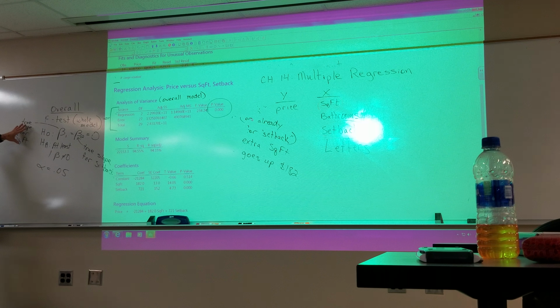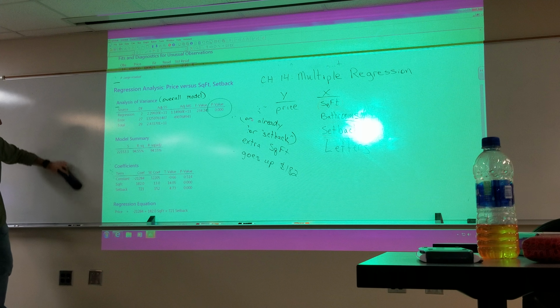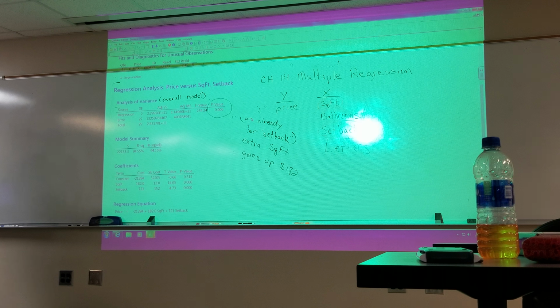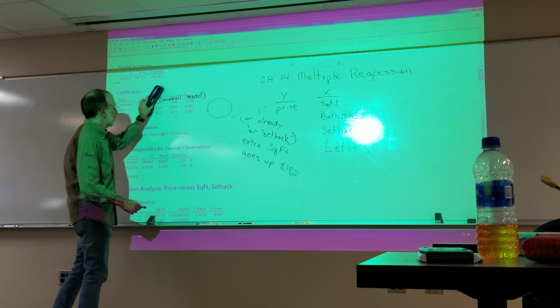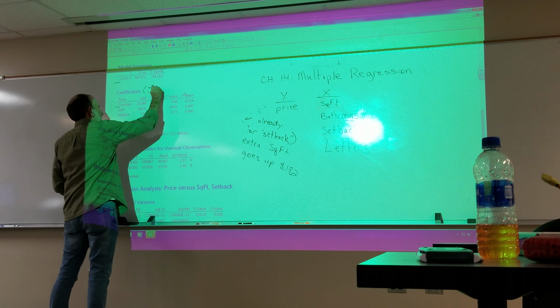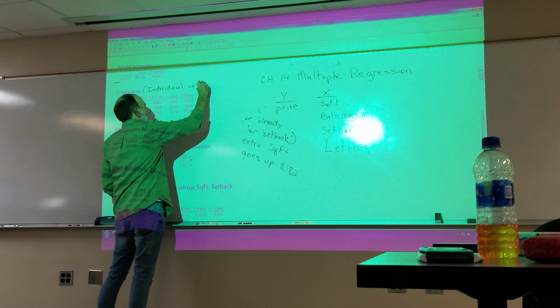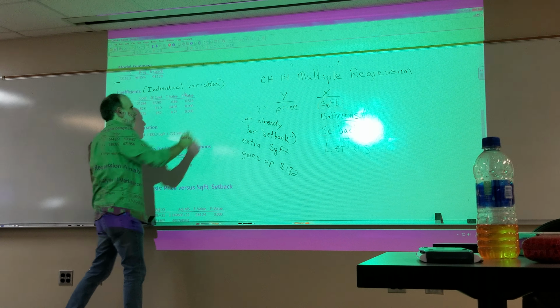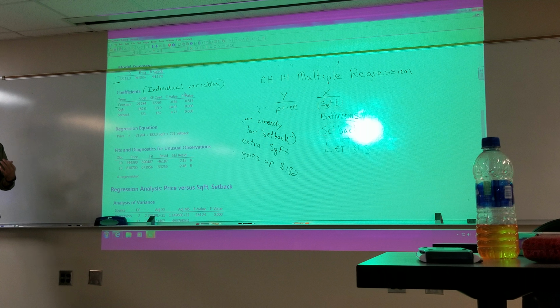So y'all sort of okay with the overall test here? We'll do more of these, trust me. So we did our overall model test. Now we want to follow that up by testing the individual coefficients, my individual variables, my individual predictors. This is where I figure out which ones are significant or not significant.